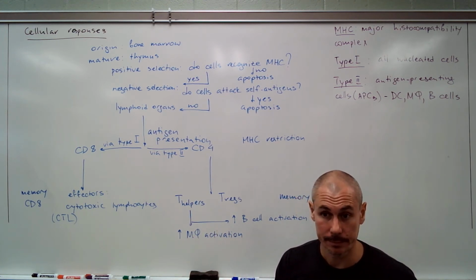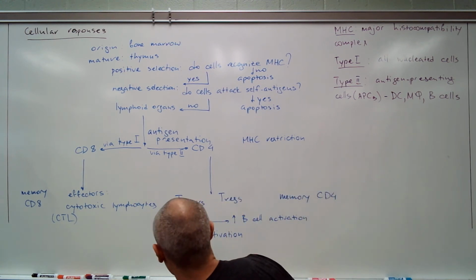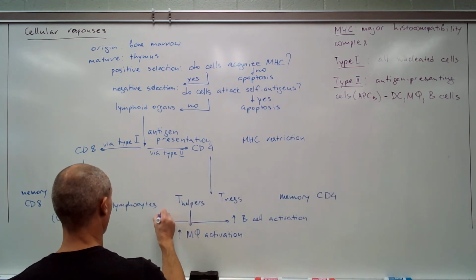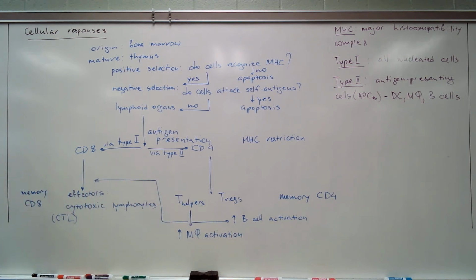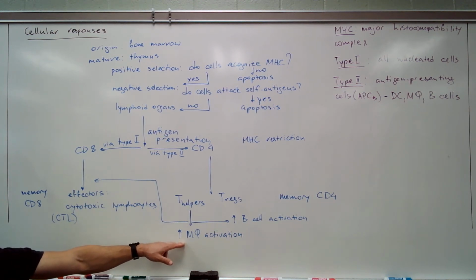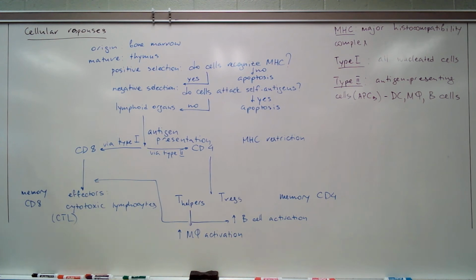Am I clear? And finally, T helpers help the development of the cytotoxic lymphocytes. We good? Clear? What's that next to it? It's macrophage, short for macrophage. It's a pretty common way to name it.